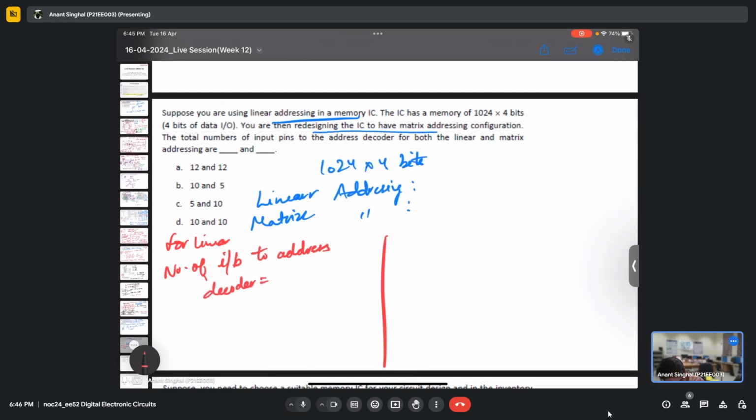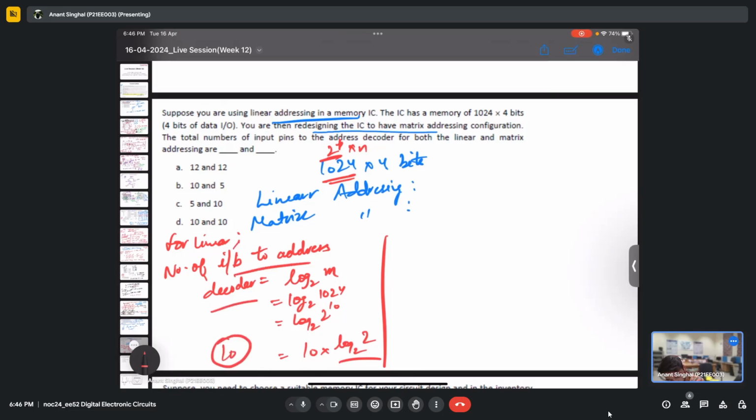So I'm writing that, which is log 2 m, and m is again 2 raised to the power p times n. So this is again 2 raised to the power p. So log to the base 2 of 1024, which is log to the base 2 of 2 raised to the power 10, will give us 10, since log to the base 2 of 2 is 1. So the final answer will be 10. So for linear, the number of inputs to the address decoder is 10.